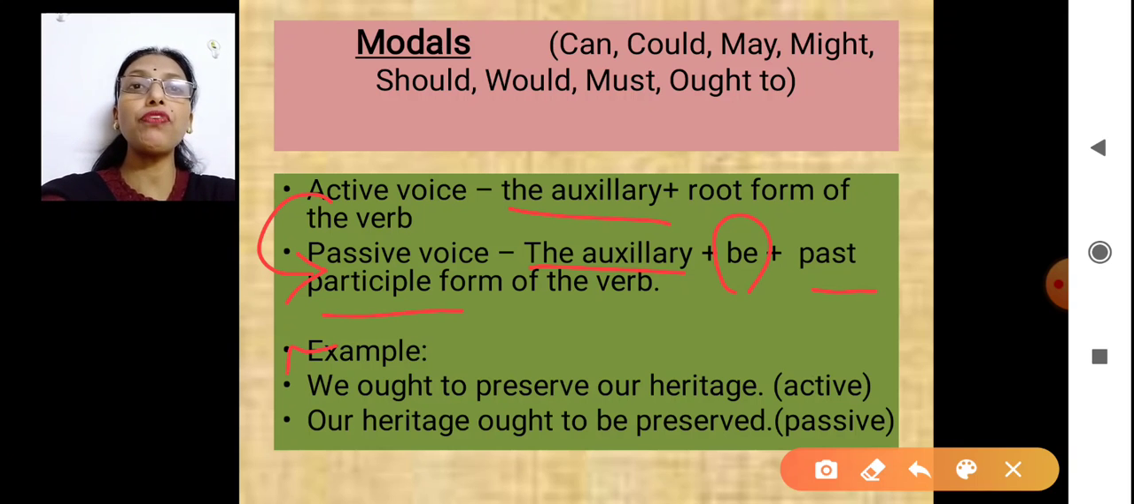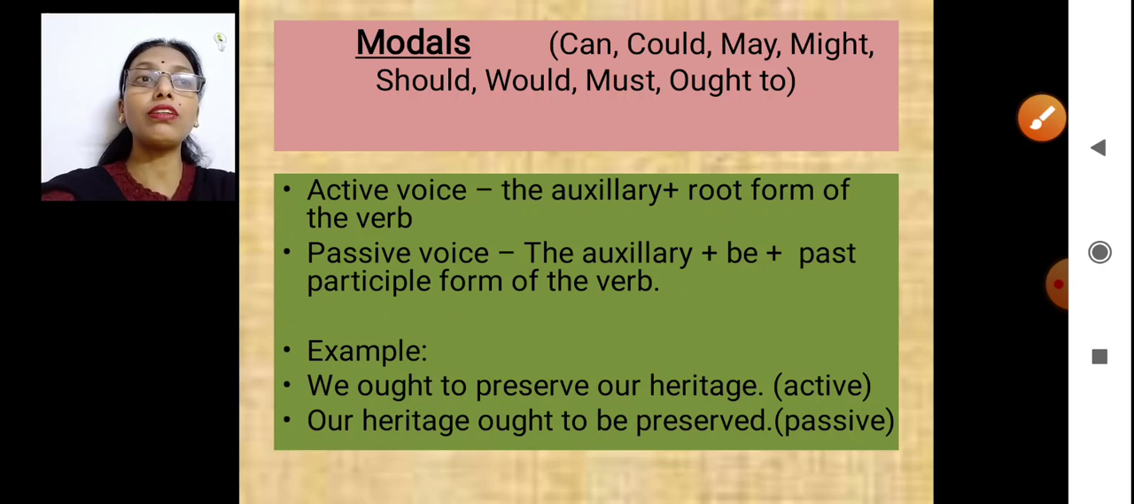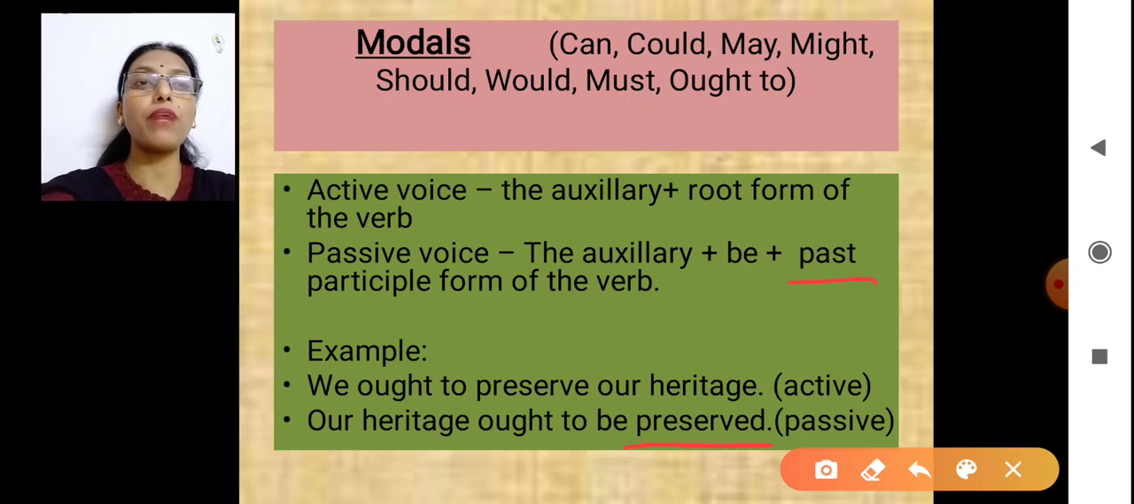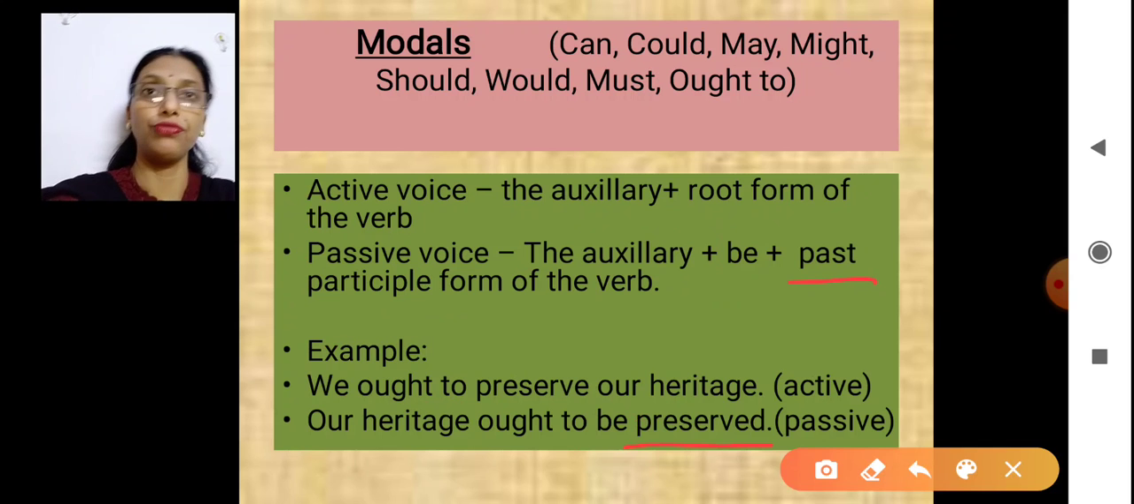Let's look at it with the help of an example. We ought to preserve our heritage. Our heritage has gone to the first position. Now ought to remains ought to, and be gets added. Yes, here be was added. And what is the third thing we are now doing? We are putting the past participle form of preserve. Yes, our heritage ought to be preserved.